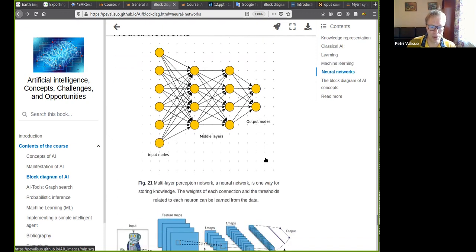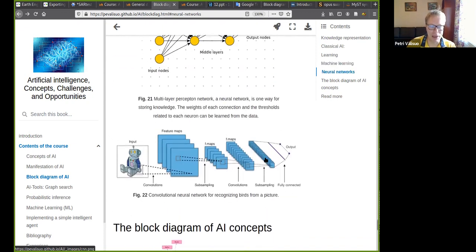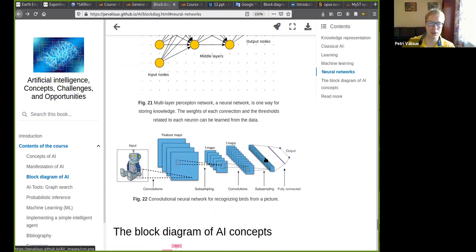And even more complex. And speaking about these birds, there was a PhD thesis in Tampere University of Technology, where one researcher had a huge amount of pictures of birds, and he had also the name of all these birds, and then he trained a very complex neural network for recognizing these birds.